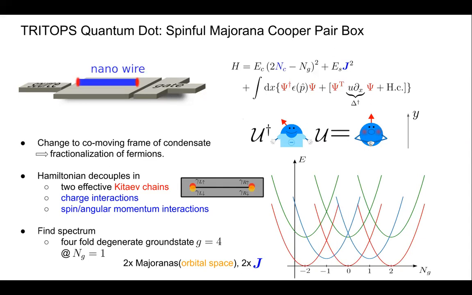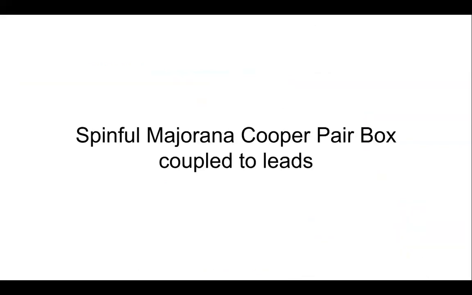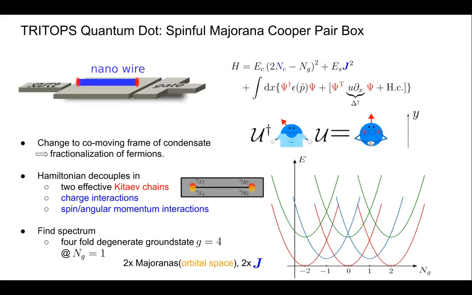And what we find is that G is odd, so we have a 4-fold degenerate ground state, with two-fold degeneracy coming from the Majoranas, what I will later call orbital space, and a 2-fold degeneracy from the J vector, from the angular momentum. Very well. So now we have established the Majorana Cooper pair box, this quantum dot here.